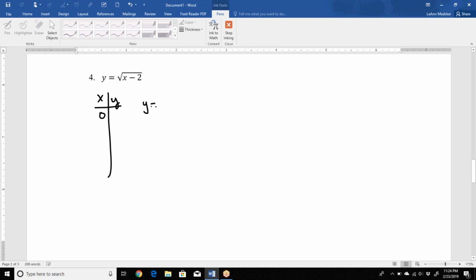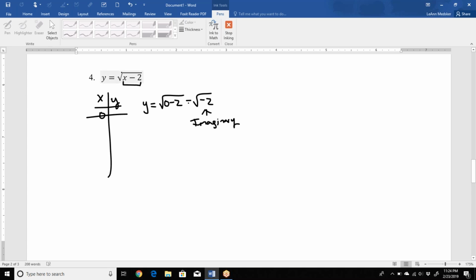So if you plug in 0 here, this is square root of 0 minus 2. That is square root of negative 2. That is imaginary, which means it's not on this graph. So there is no y-intercept. So it's good to know ahead of time what values you are allowed to plug in.